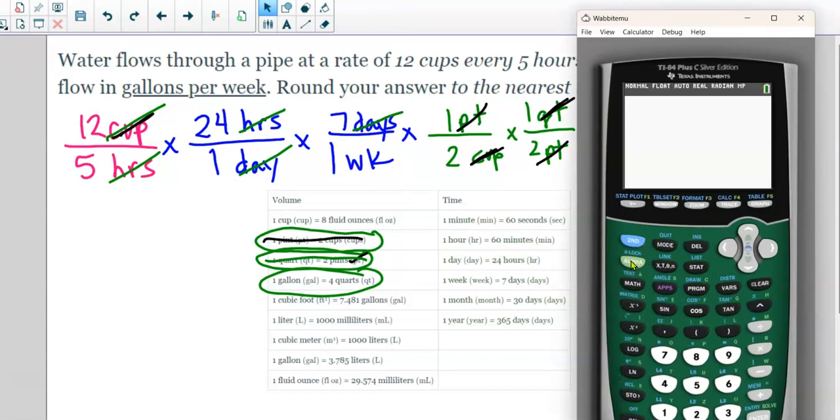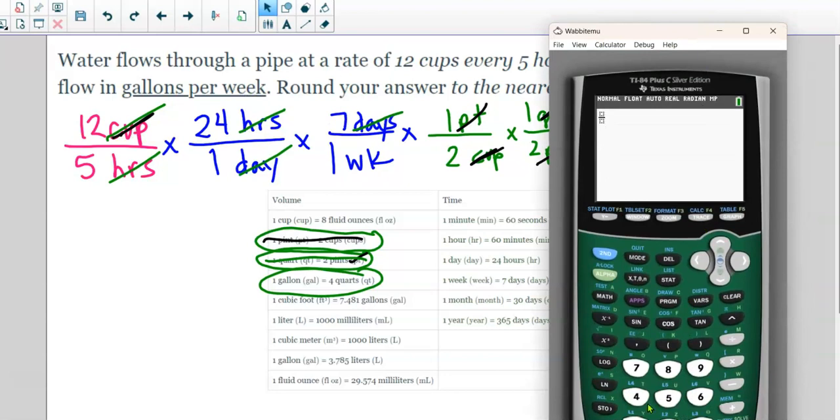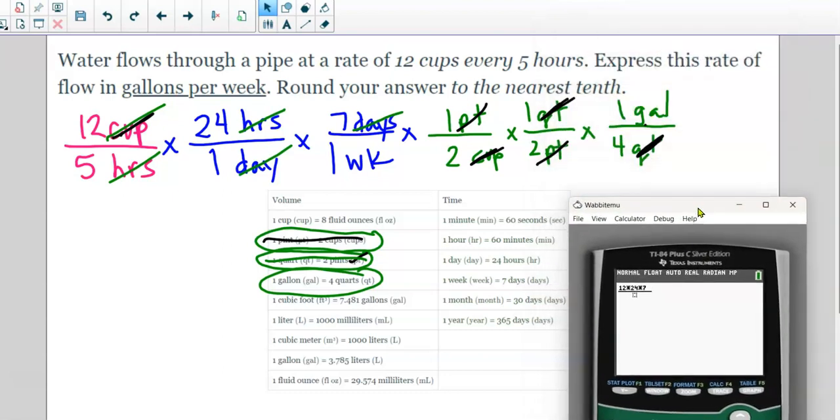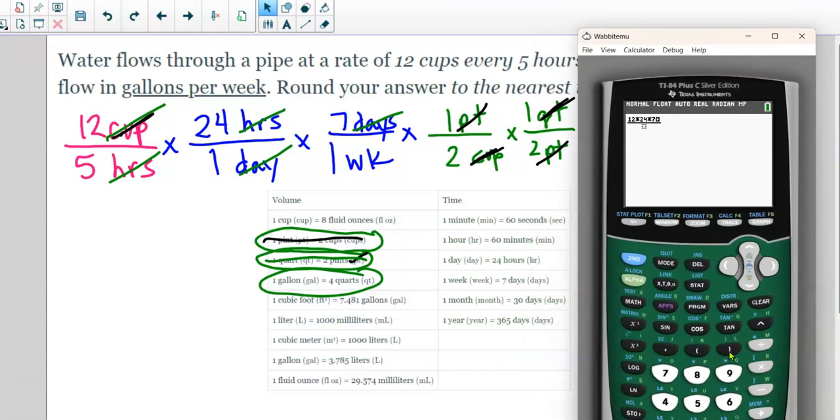Again, I'm going to set up my fraction first. And let's see, my numerator is 12, 24, 7, and all the rest are 1s. So I really just need 12 times 24 times 7. And then my denominator is 5, 2, 2, and 4. So 5 times 2 times 2 times 4. My final answer is 126 divided by 5.